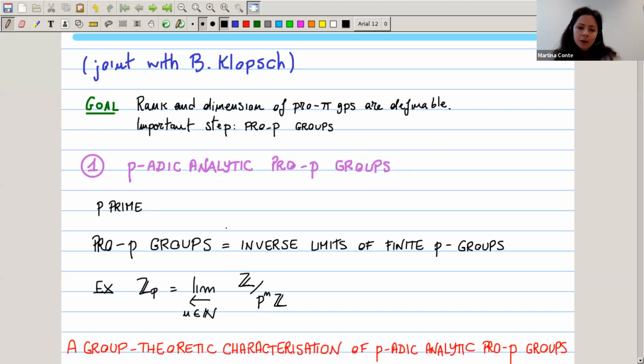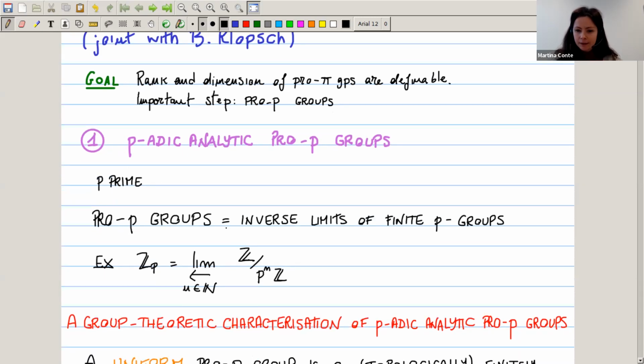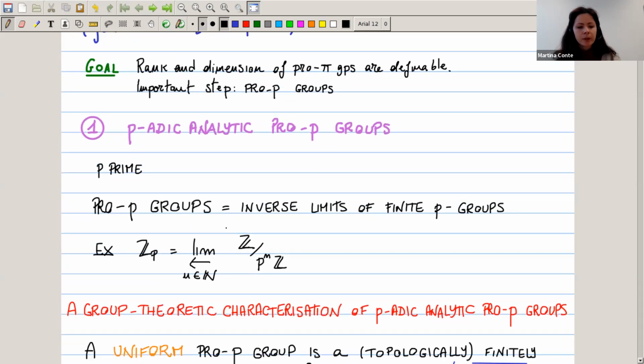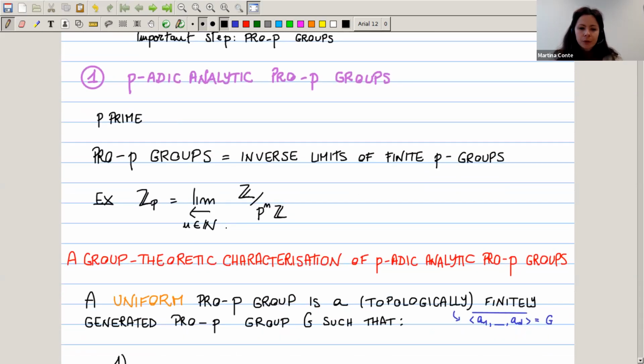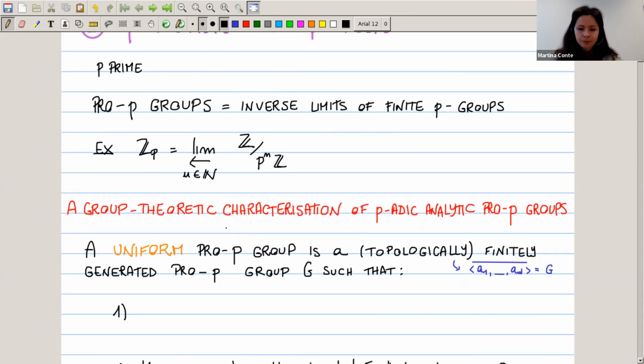So p-adic analytic Pro-P groups form a particularly nice class of Pro-P groups because they have an analytic structure, but also purely group theoretic characterizations. So let me start by recalling one group theoretic characterization of these groups. In order to do so, I need to recall what uniform Pro-P groups are.